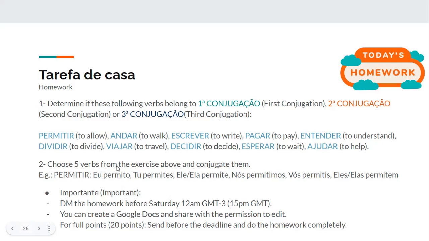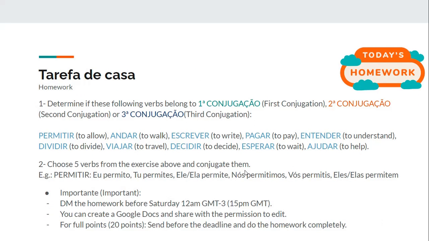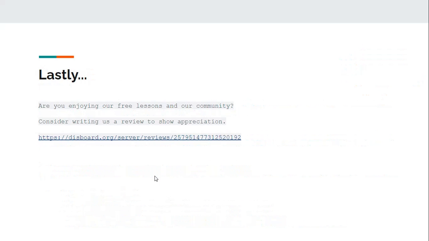Number two, choose five verbs from the exercise above and conjugate them. So you must choose five verbs from this list here, and please conjugate them. It's basically doing what we just did here: radical plus termination. For instance, if the verb is permitir, then eu permito, tu permites, ele, ela permite, nós permitimos, vós permitis, eles, elas permitem. Because I already did it with permitir, please don't choose this verb. And if you want to create a table or just write your answer, it's up to you. Then you can DM me and I will correct your homework.